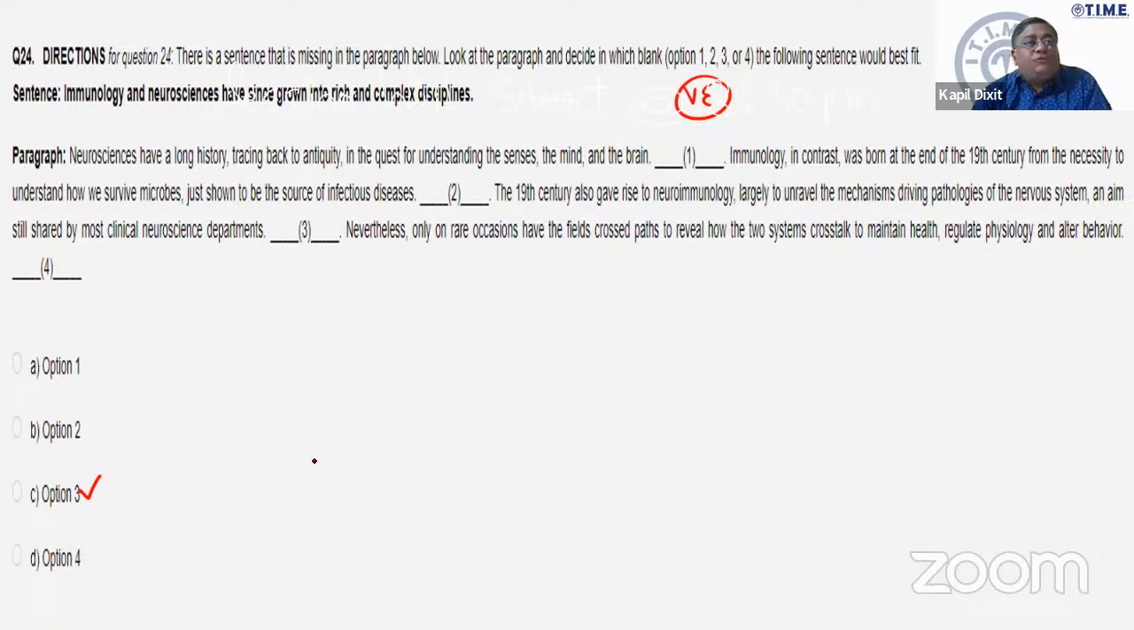Okay. This was easy. Immunology and neurosciences have since grown into rich and complex disciplines. Since grown. So since is important for you here. Okay. And it says the 19th century also gave rise to neuroimmunology, largely to unravel the mechanism, an aim still shared by most clinical neuroscience departments. Immunology and neuroscience have since grown into rich and complex disciplines. So easily you could have fit in the para here. This was question number 24. Okay. A very easy question.